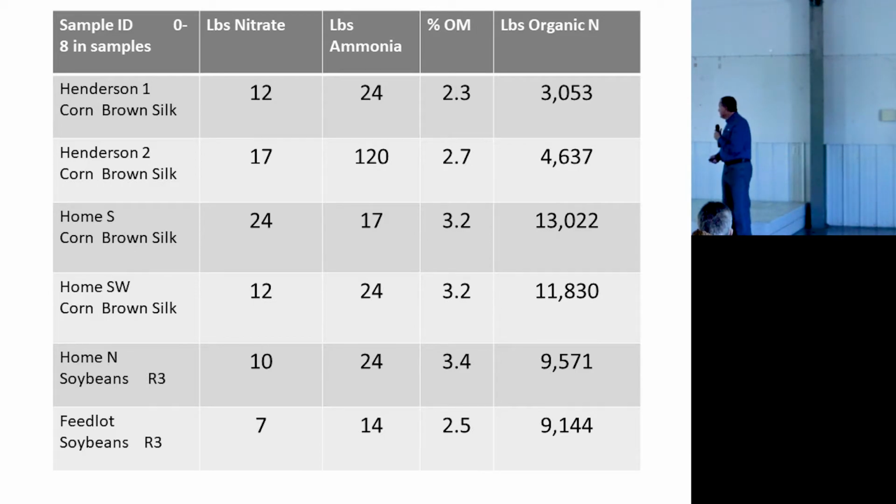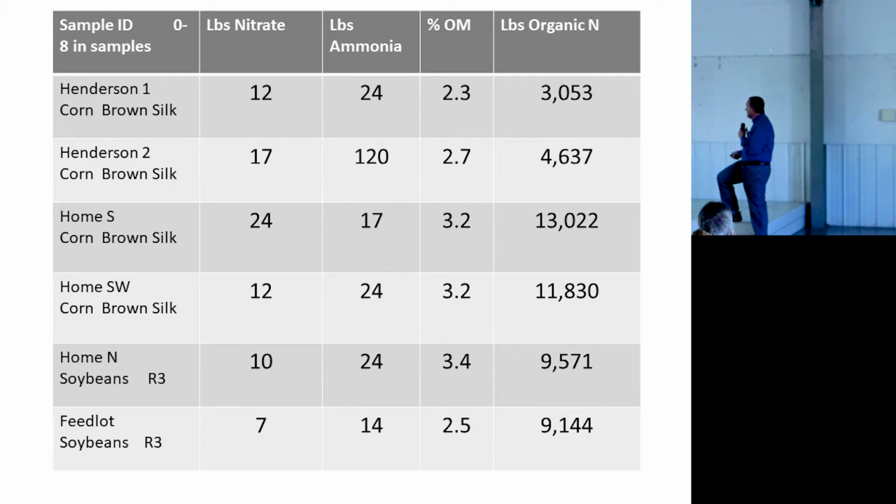This is brown silk corn and R3 soybeans on my own family's farm in western Iowa. This is an 8-inch sample. Here's how many pounds of nitrate are in the soil at that time. Very little. The equation is depth in inches times 0.3 times the parts per million gives you pounds. So this is somewhere around 3 to 5 parts per million to get this pound number, basically.